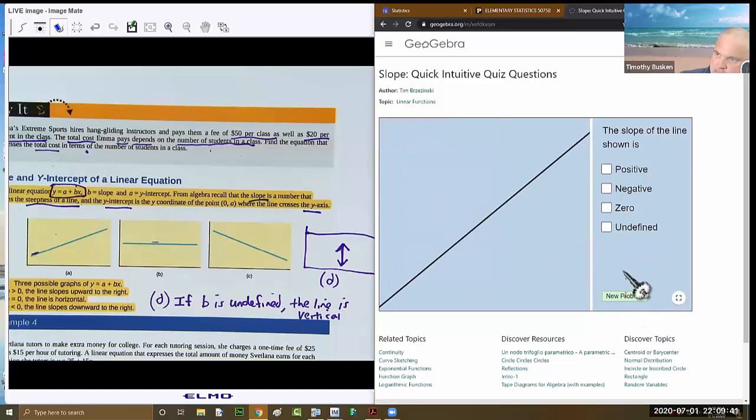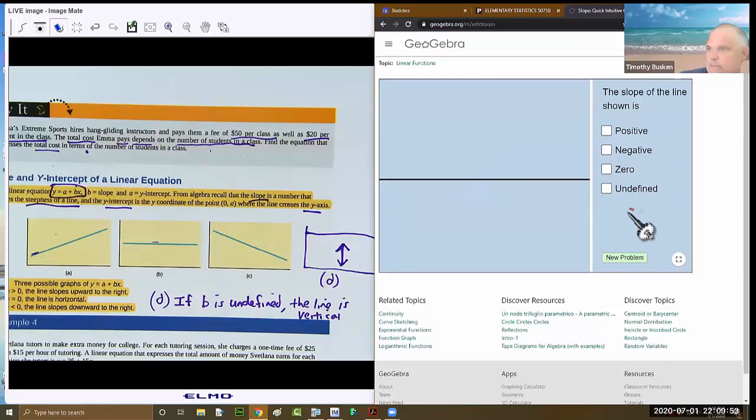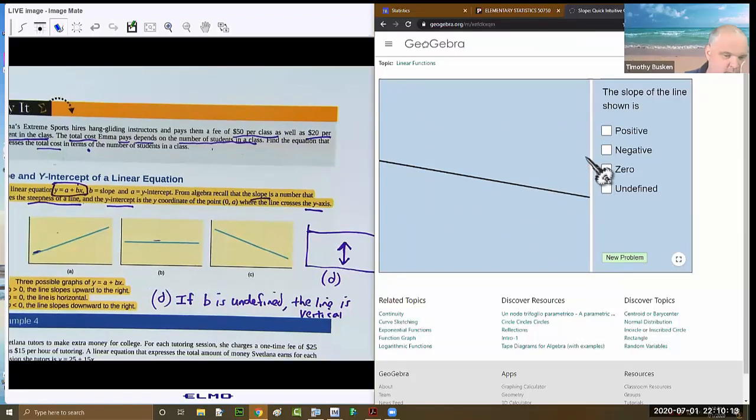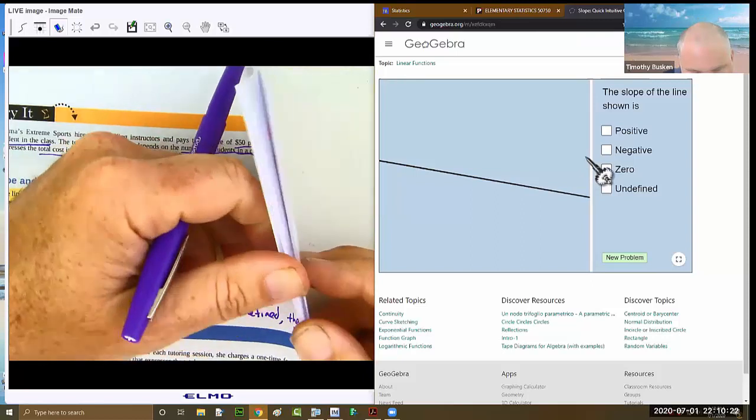I can get a new problem. What's the slope of that line? It's trending upwards from left to right, so it's positive. And of course, I got that correct. And what about this line here? Does that look like it's horizontal? Kind of looks like it is. It's horizontal, and so therefore my slope would be 0. And that looks correct. It's a neat little applet here. You can test yourself on your knowledge of the slope, inspecting a graph of a line and then determining whether the slope is positive, negative, undefined, or 0.